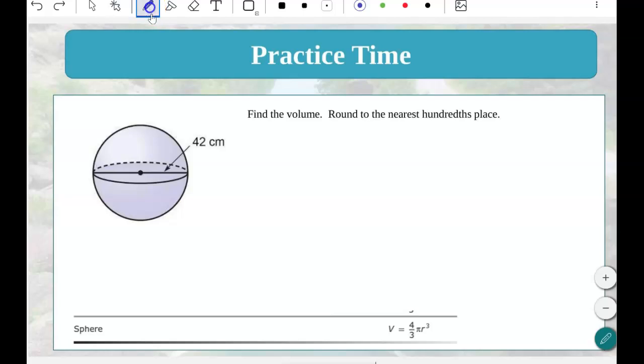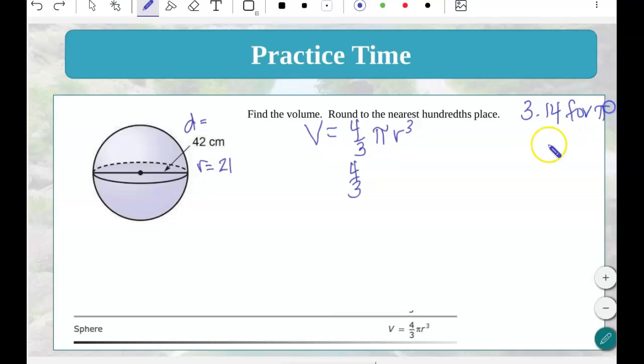All right, so we have our formula. We have our sphere, but remember, it's 4/3 pi r cubed. We have to use the radius. This is the diameter. It goes all the way across. So the radius would be half of that, half of 42 is 21. So let's plug in our numbers. We are going to go ahead and use 3.14 again for pi. We'll just do it on all of these. So I'm going to put 3.14, and then we have 21 to the third power.